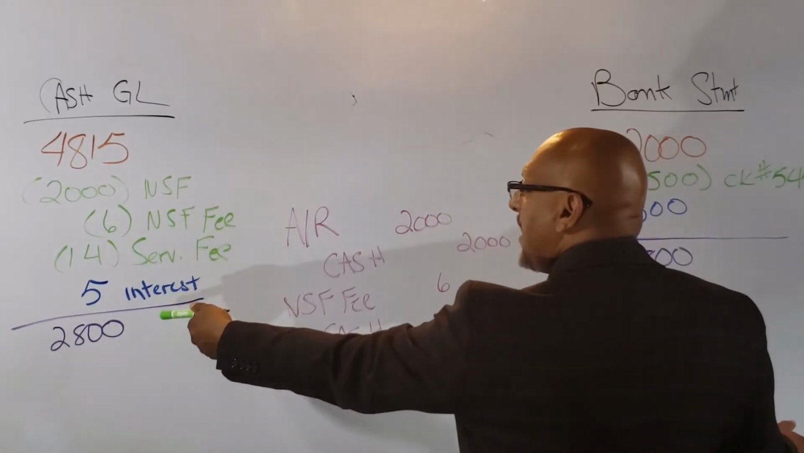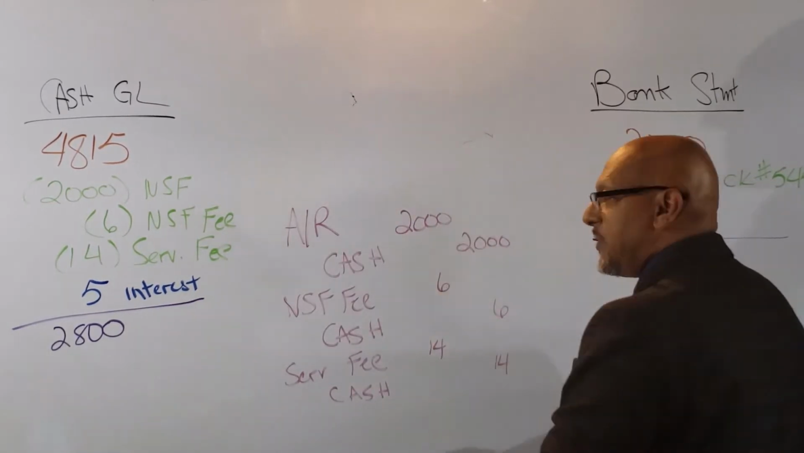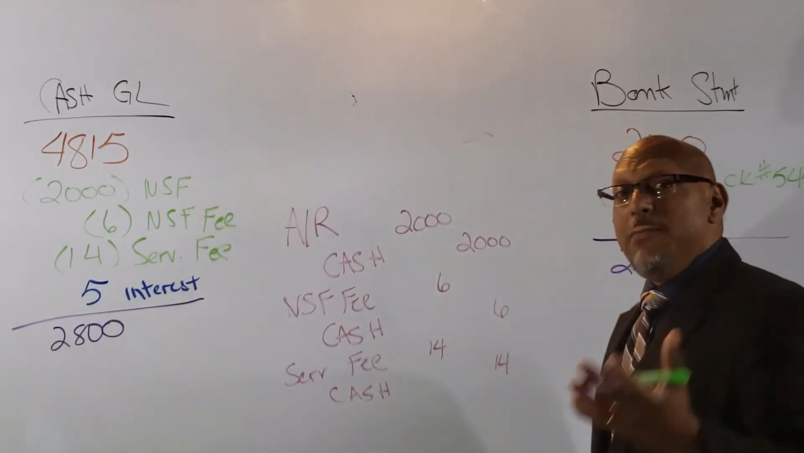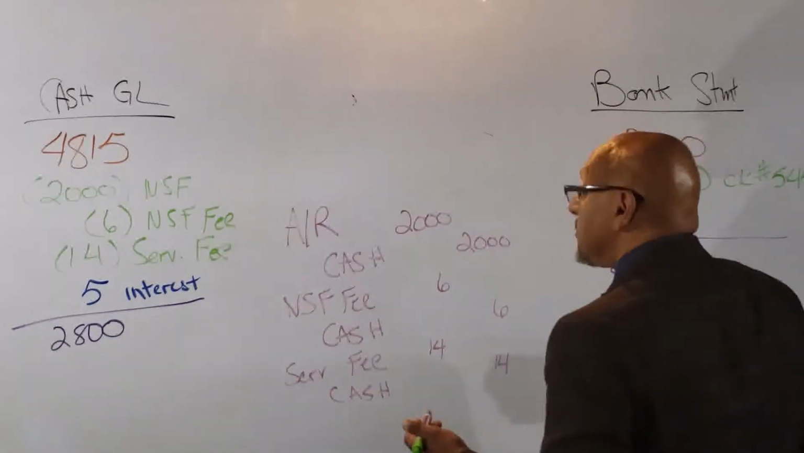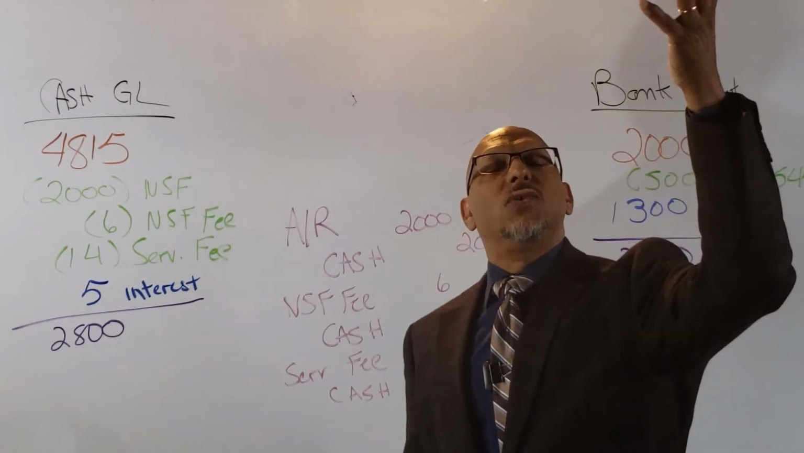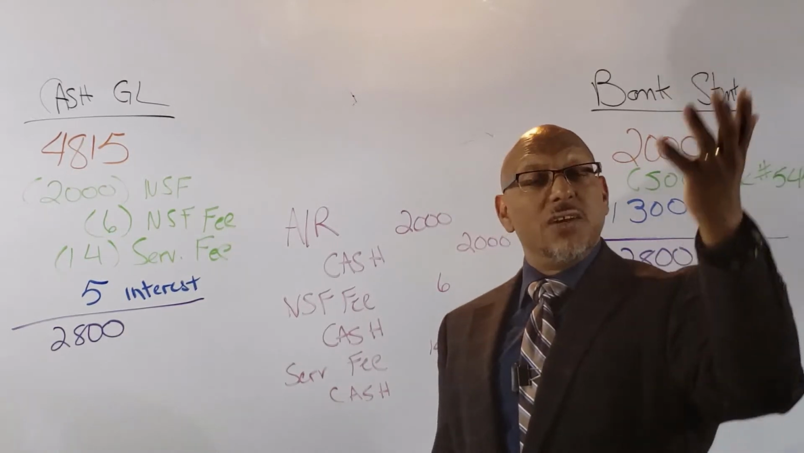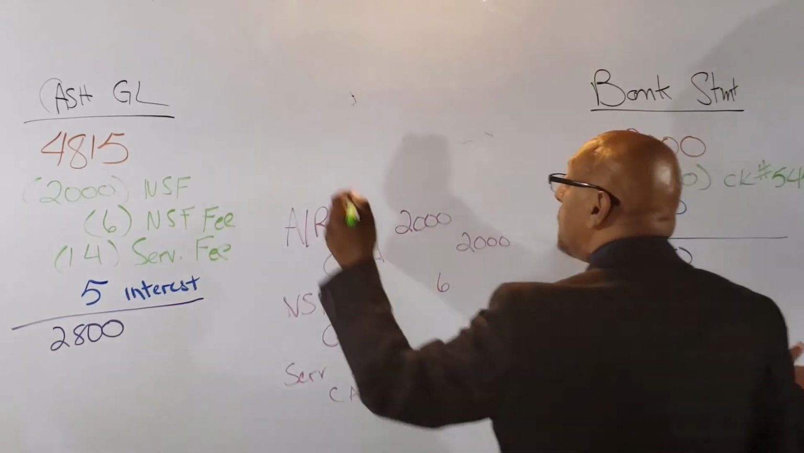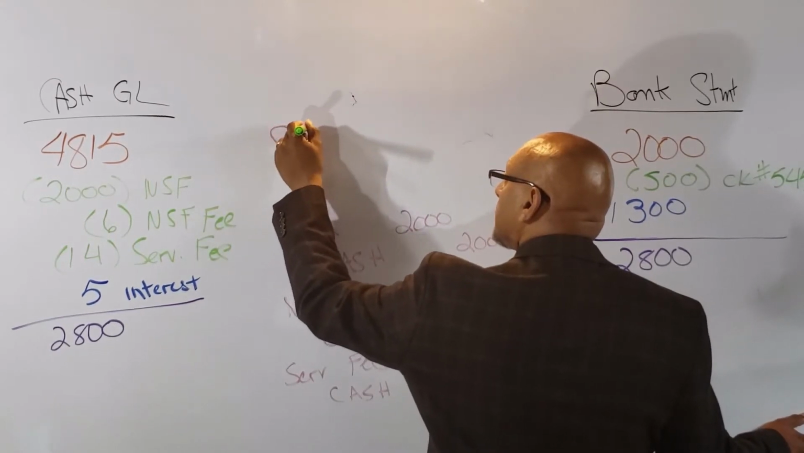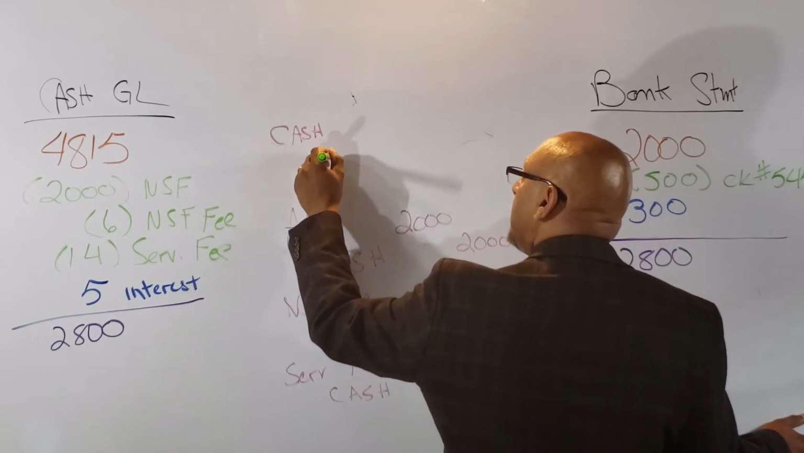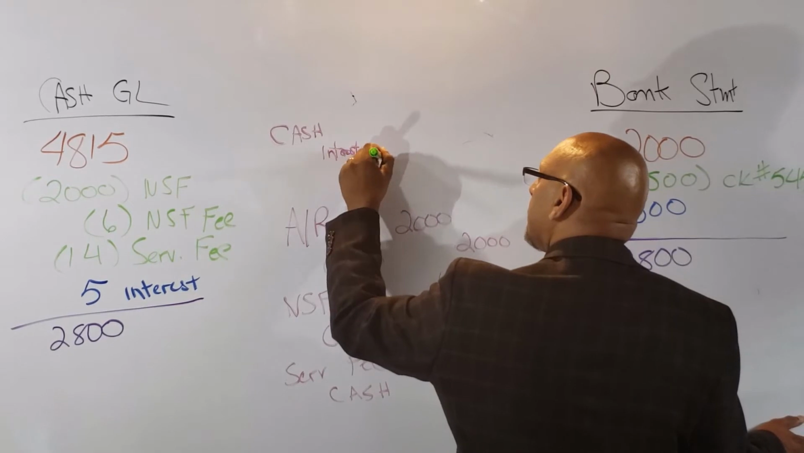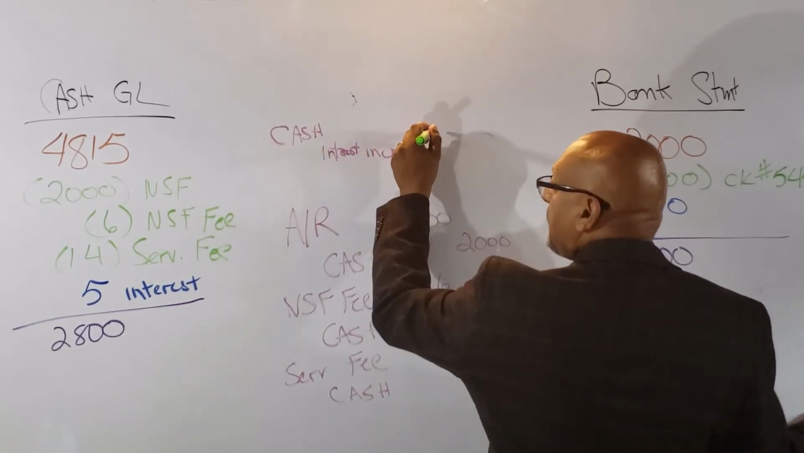And the last thing is we had interest. And I'm going to put it up here because I'm running out of room. But we had interest. So that's income. That came in. So that's interest income. So we credit interest income. That's money that came into the cash. So cash increased by $5. So if it's an increase in an asset, it's a debit. So we're going to debit cash and credit interest income for $5.